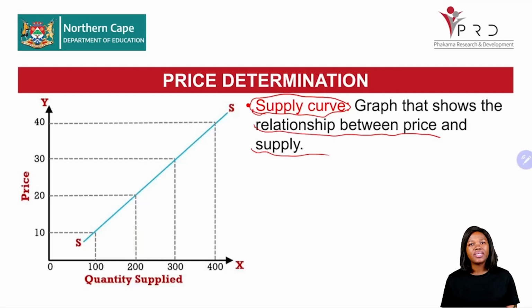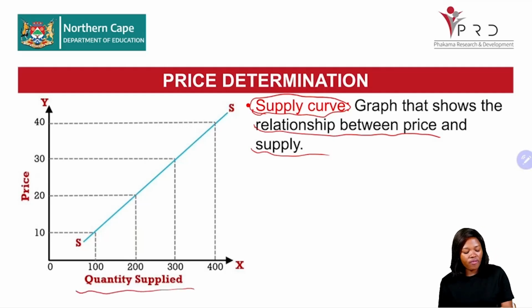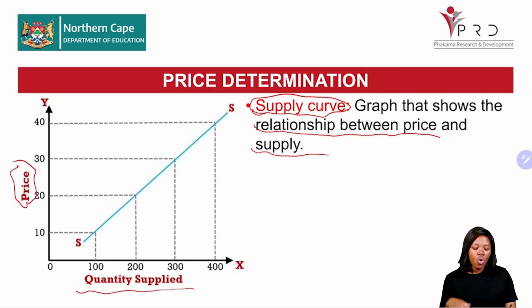Now let's look at this supply curve. On the x-axis we have the quantity supplied, on the y-axis we have the price. The quantity supplied is the independent variable affecting what? The price, which is the dependent variable, which makes supply always on the x-axis and the price on the y-axis. Why? Because the price is affected by the supply.